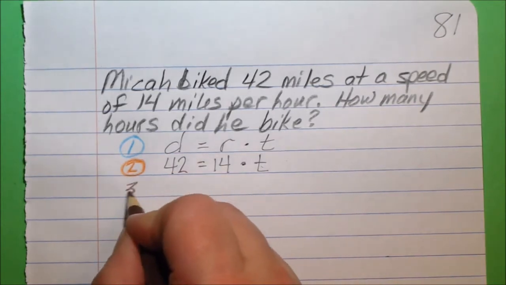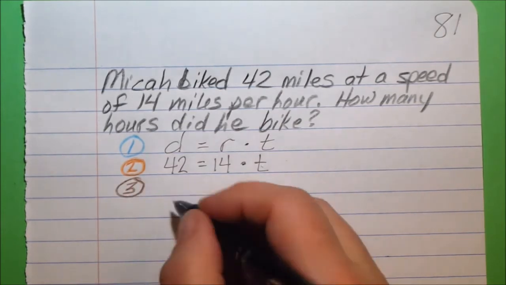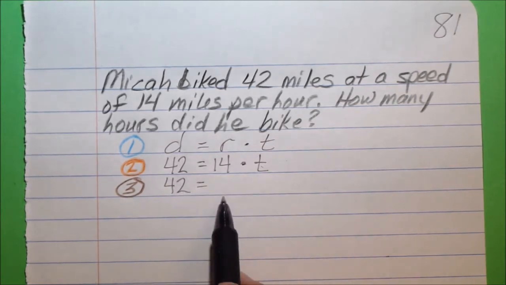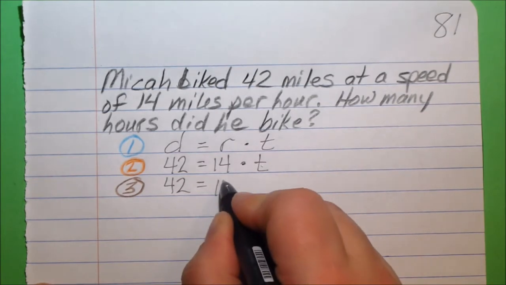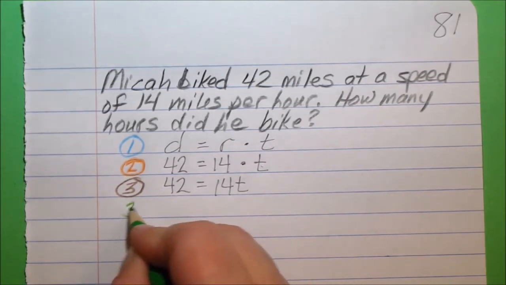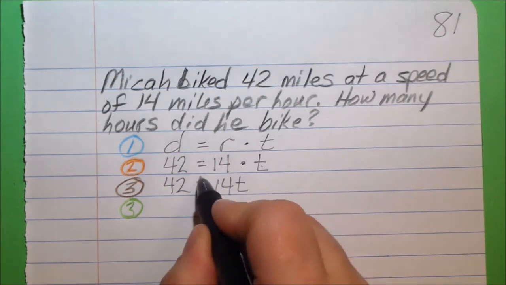Step 3, do any simplifying on each side of the equation, if we can. So 42 is just 42 by itself and an equal sign. And 14t, we can get rid of that multiplication sign now and just write it as 14t. Step 4 is do the math. Use inverse operations to solve for t.